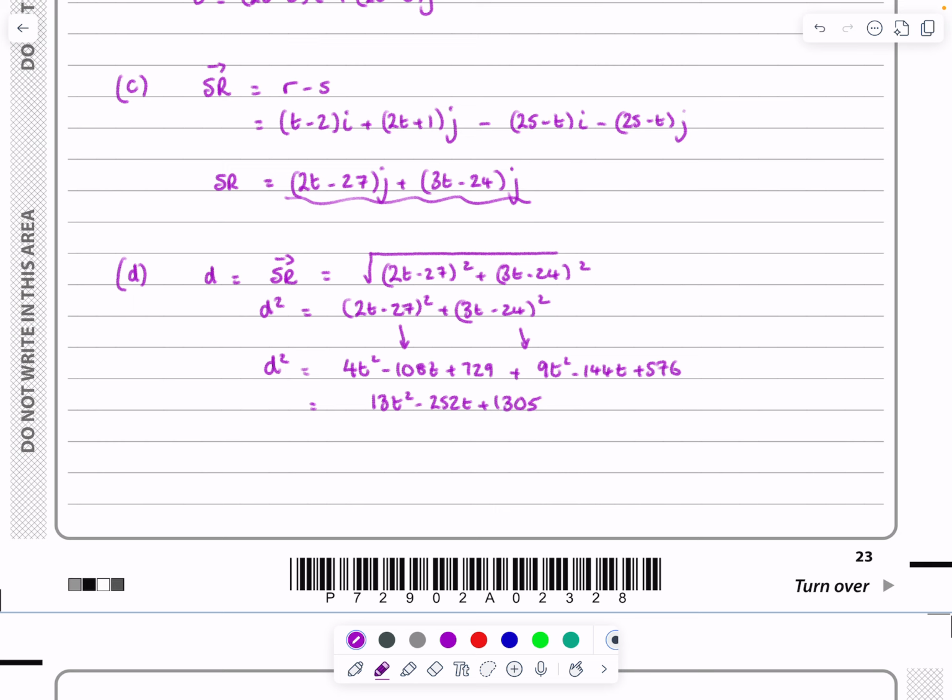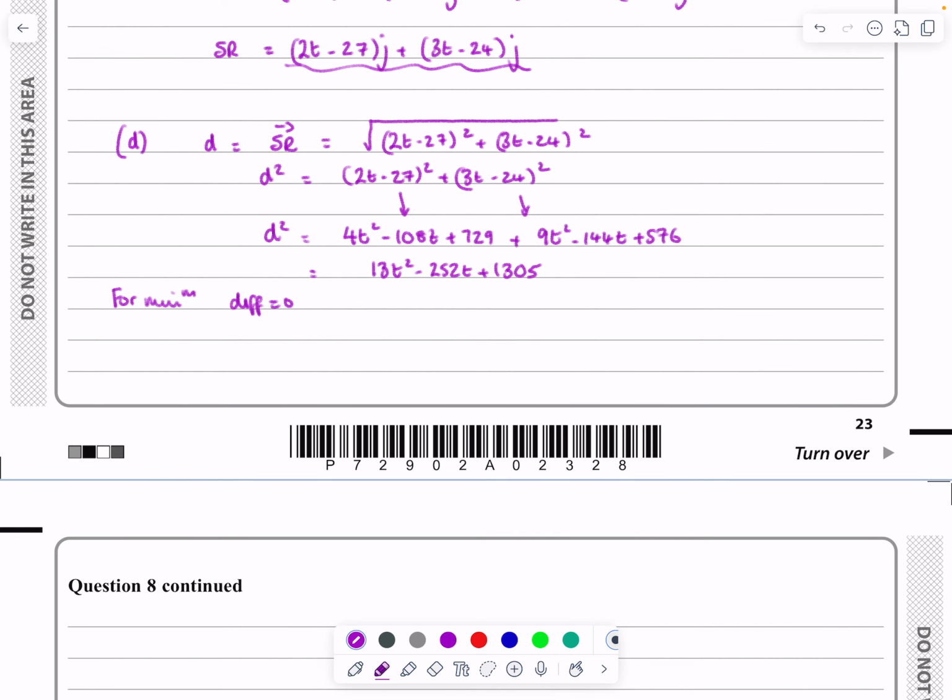So for the maximum or minimum in this case, the differential is equal to naught. So the differential of 13T squared minus 252T is going to be 26T minus 252. That's equal to naught, which gives me that T works out to be equal to 126 over 13, or 9.7 seconds.